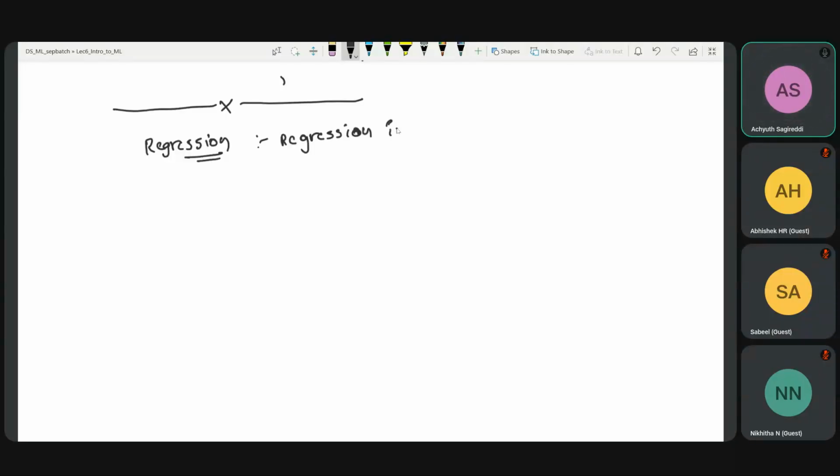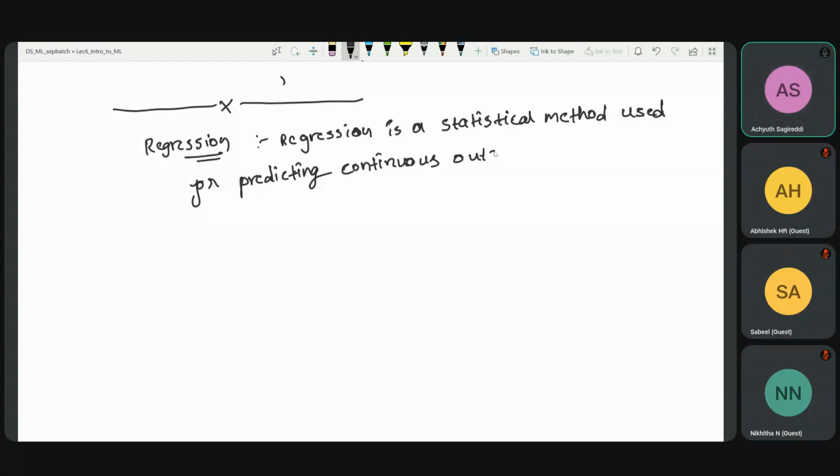A regression is a statistical method used for predicting continuous outcome based on one or more input features, right?